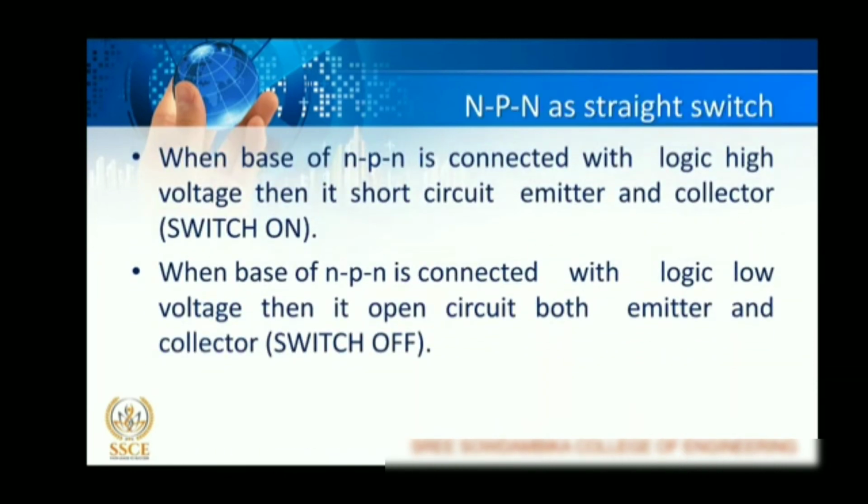Next, the NPN transistor. Here the NPN transistor will act as a straight switch. What does straight switch mean? If we give a supply to the base, the current will flow from emitter to collector and the switch will be on. Then if we don't give any supply, or we give a logic low voltage to the base, it will open the emitter, so there is no current flow from emitter to collector, and the switch is in off condition.